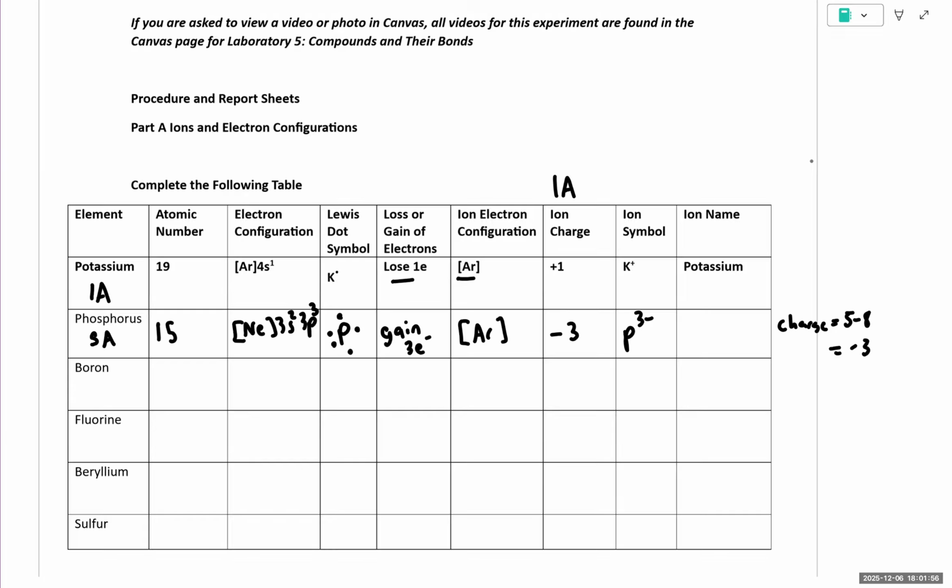One thing that's important to note is that when you're dealing with anions, you have to rename the anion with the IDE suffix. So instead of phosphorus, this would be phosphide.